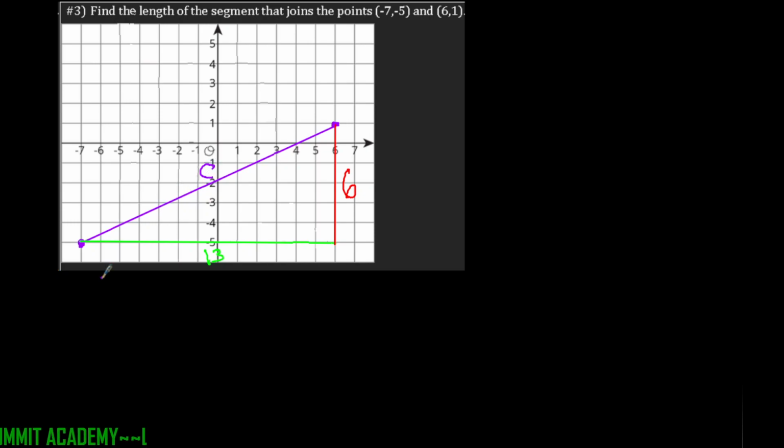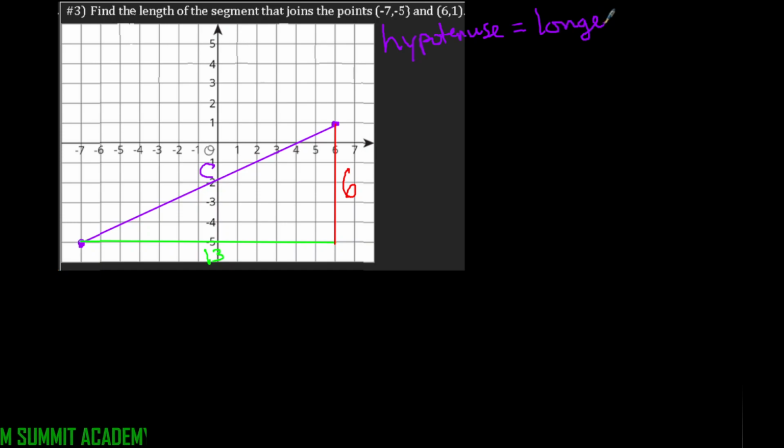So I know the hypotenuse is the longest side. So when I'm looking at my answer, I should have an answer that's greater than 13 and greater than 6. That means out of these three sides, I have to have the largest side on that diagonal.